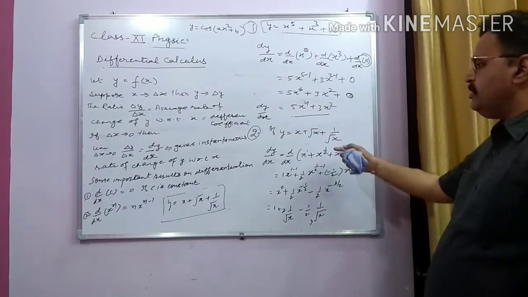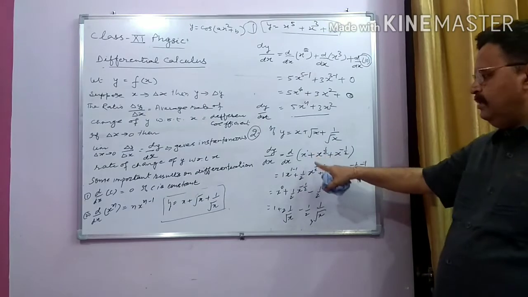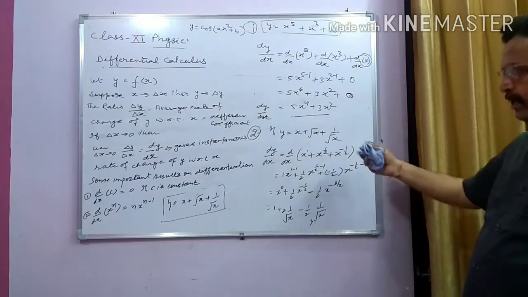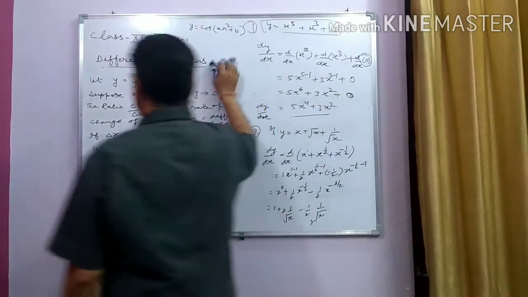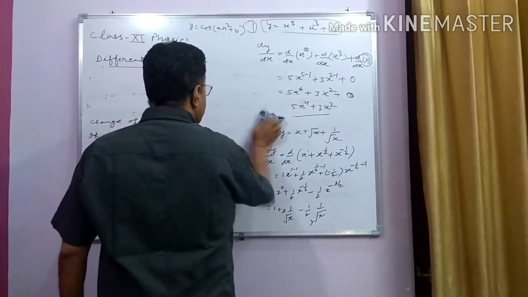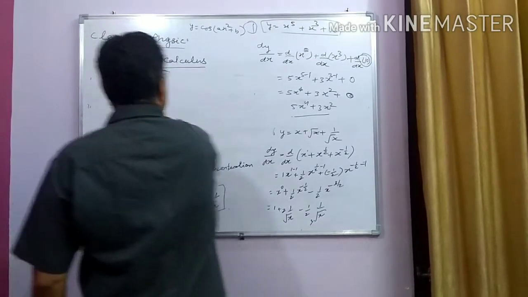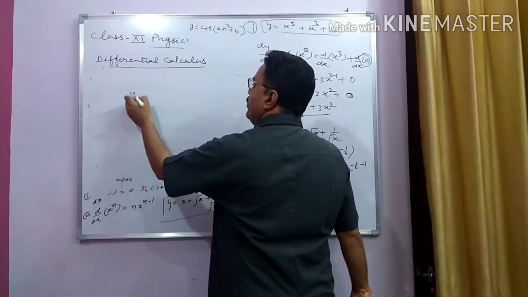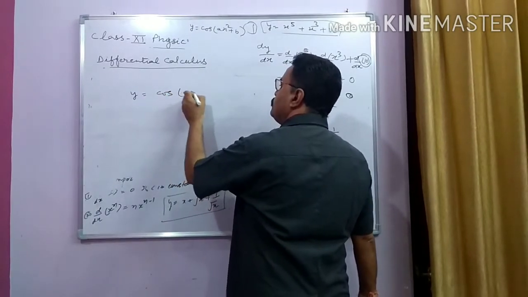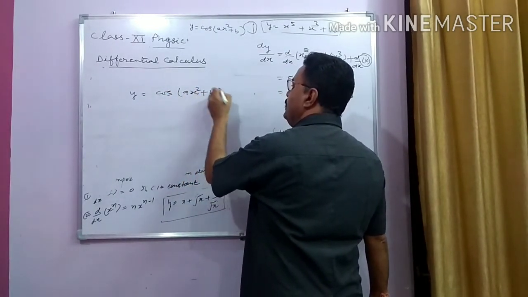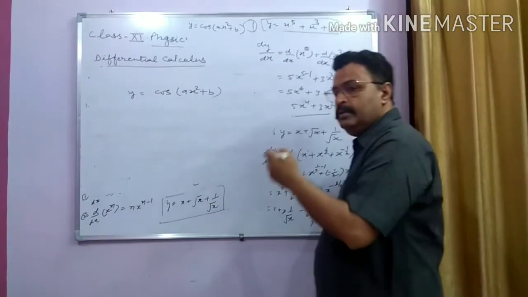So in this way we can solve this expression, we can differentiate this expression like this. Then third, now we can take one more example, that is by using the trigonometric function to differentiate. So in trigonometric function to differentiate, let us see, suppose we have a function y equal to cos(ax square plus b). Then how do we differentiate this?